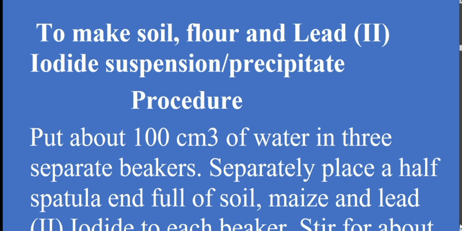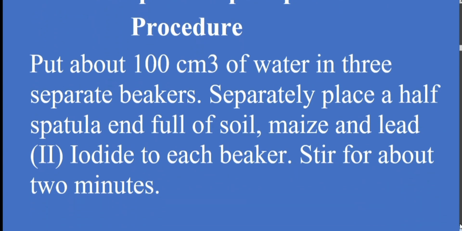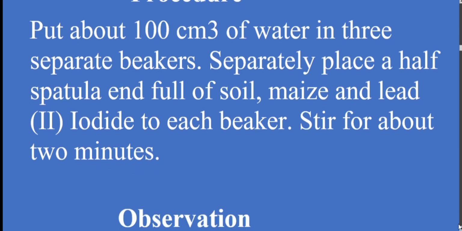So we put about 100 centimeter cubed of water in 3 separate beakers. Then we separately place half a spatula end full of soil in the first beaker, maize flour in the second, and lead 2 iodide in the third beaker. Then we stir for about 2 minutes. Stirring speeds up the dissolving process so that it does not take too much time.